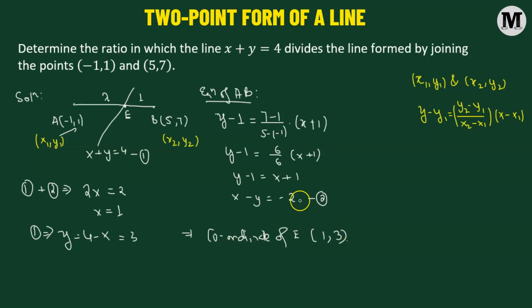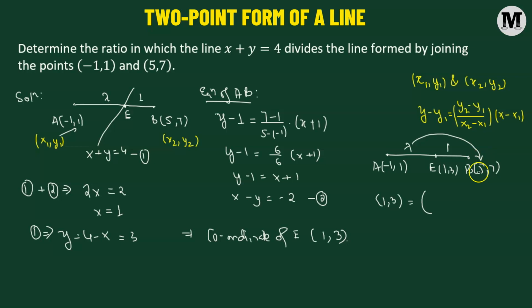Fine. Now we have the point. We start with point A with the coordinates (-1, 1). Then we have point B with the coordinates (5, 7). We join them with a straight line. We have the point E (1, 3), which is dividing AB in the ratio lambda is to 1. Using the internal section formula, the coordinates of point E, (1, 3), will be equal to: we take lambda, multiply it with B, and 1 will get multiplied with A.